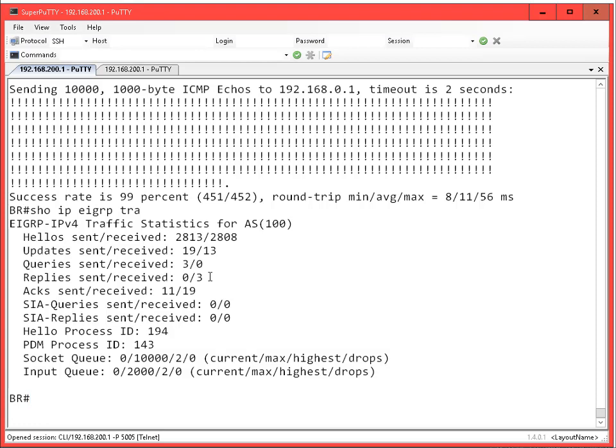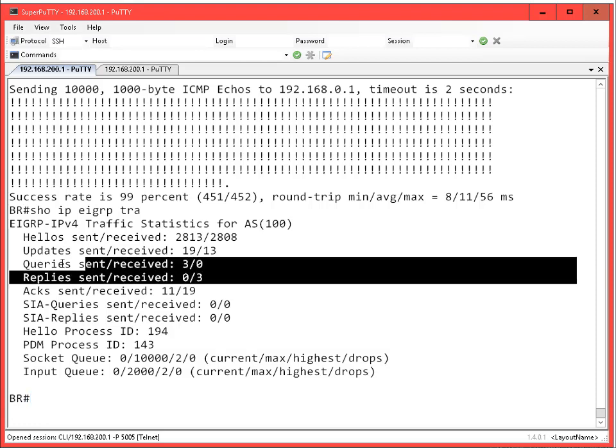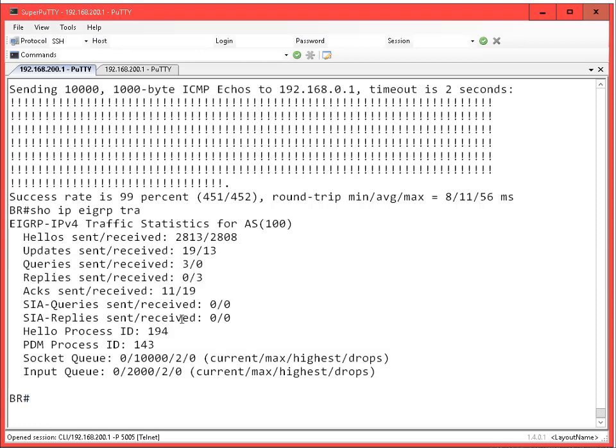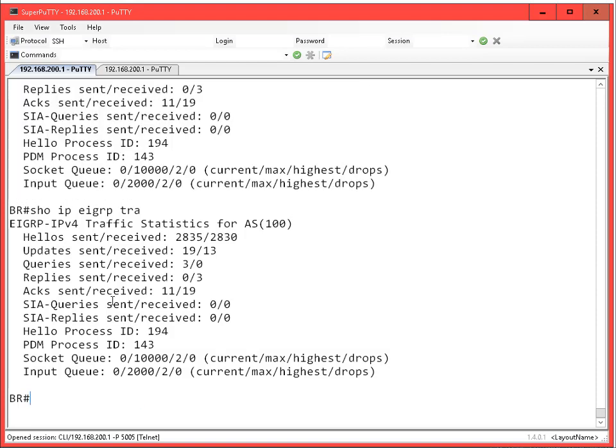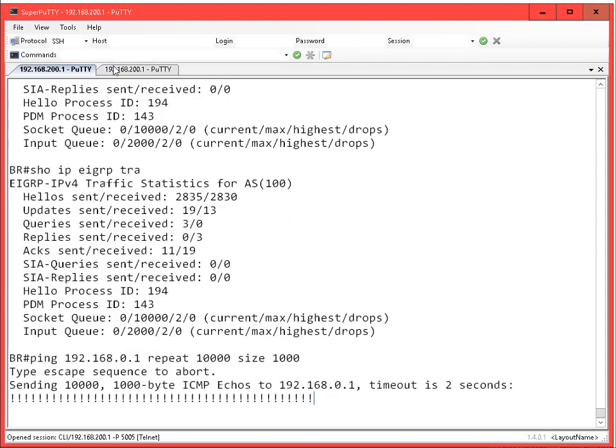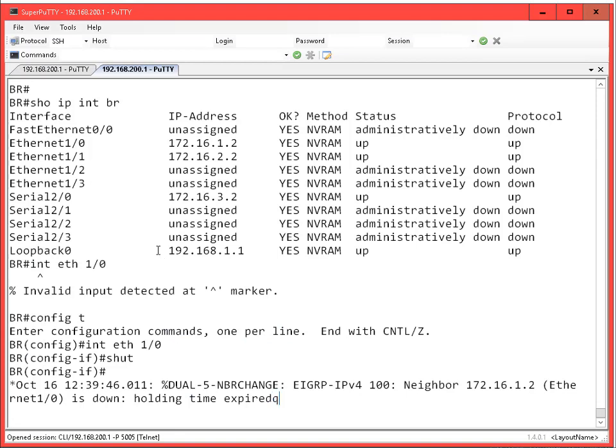So let's go ahead, and we should see this number go up again. Once we shut down the second link, we should see the query process increase, and the replies increase as well. So let's go ahead and start our ping again. And now remember, we don't have a feasible successor.